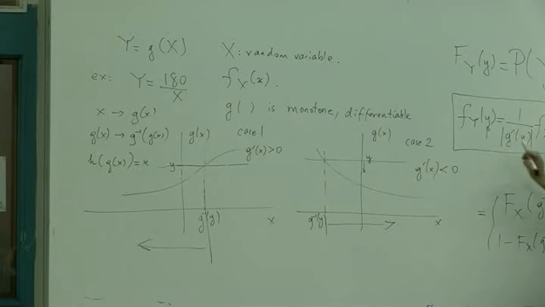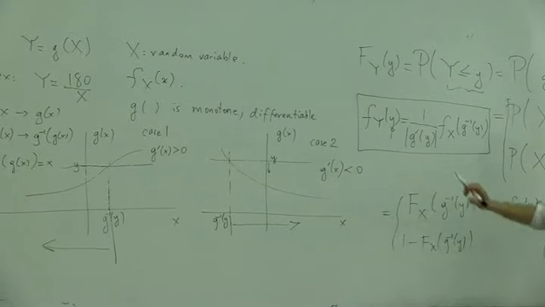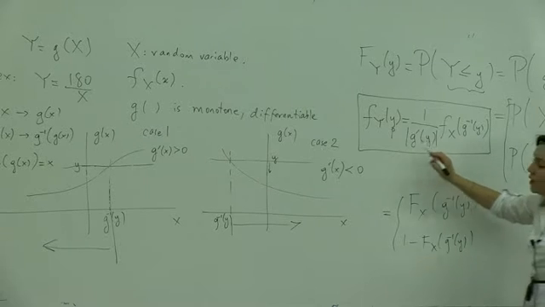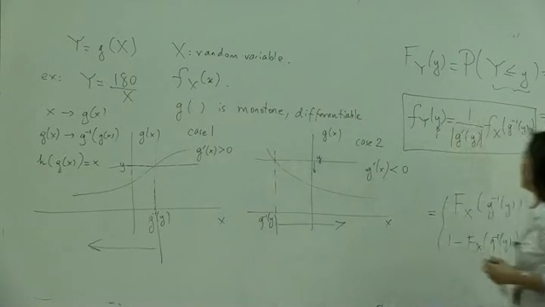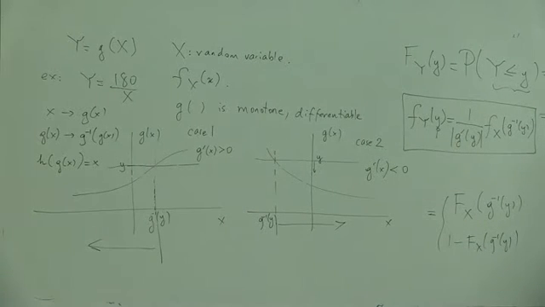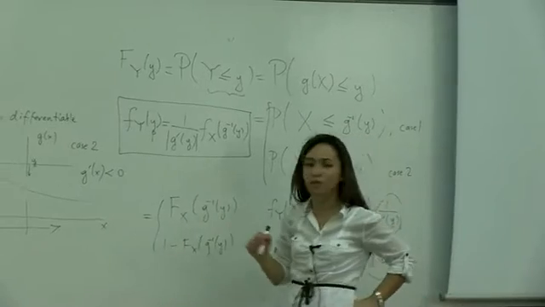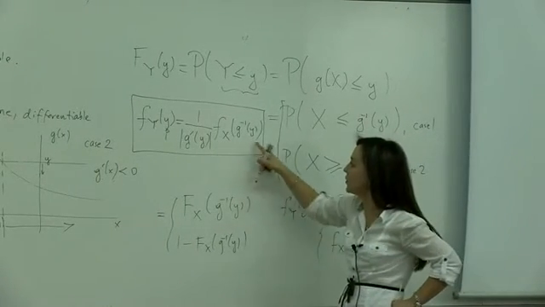Now, how would I use this? y is 6, and what is the derivative of the function at the value 6? What is the derivative of this function? Negative 180 over x squared. Plug in 6 for the value x. In this case, it would be negative 180 divided by 6 squared, of course in absolute value. And then here, plug in g inverse of y. When y is 6, what is g inverse of y? 30. So this would be f_X of 30.